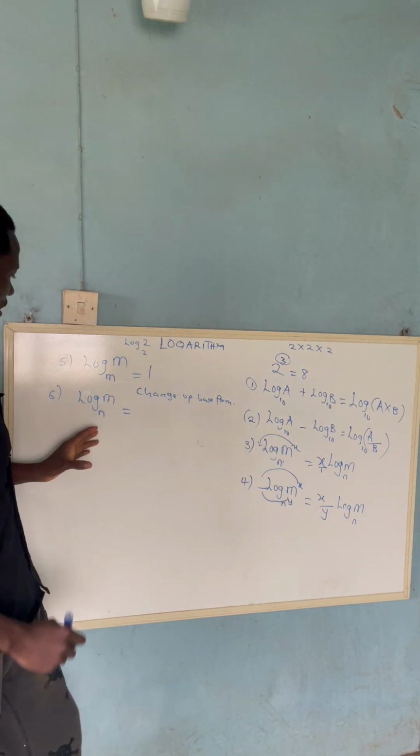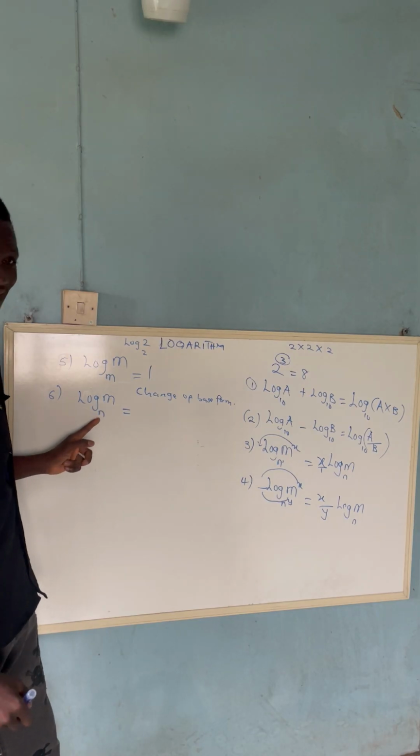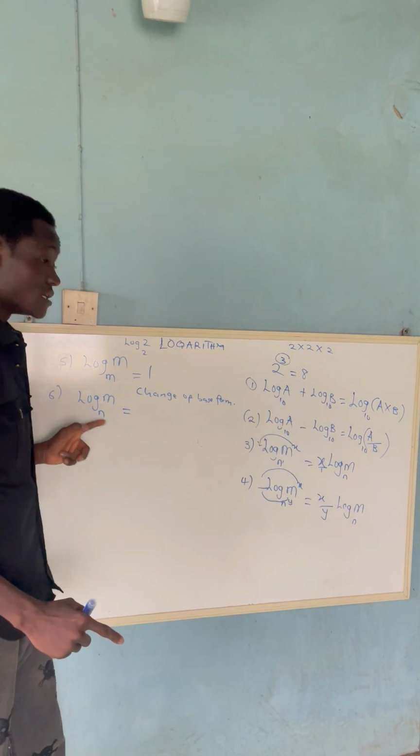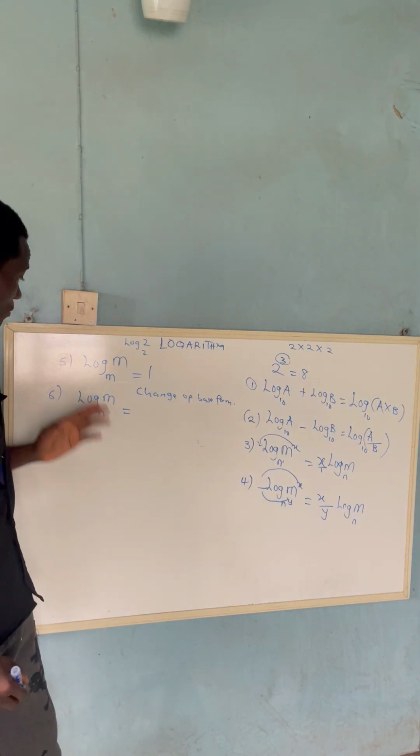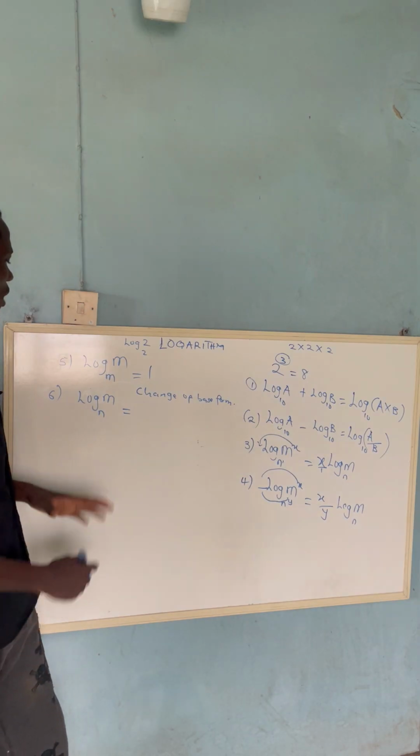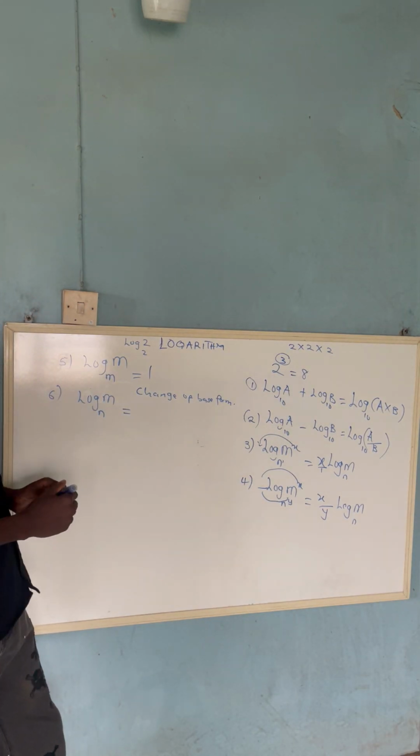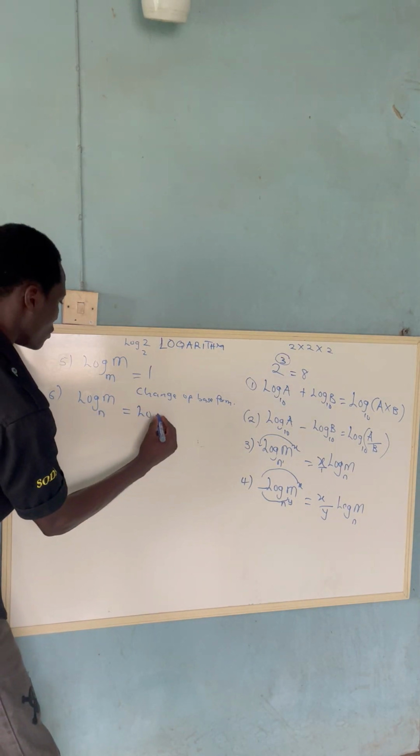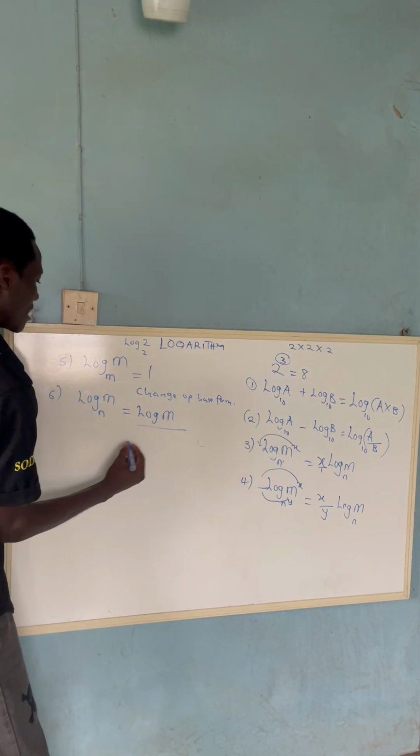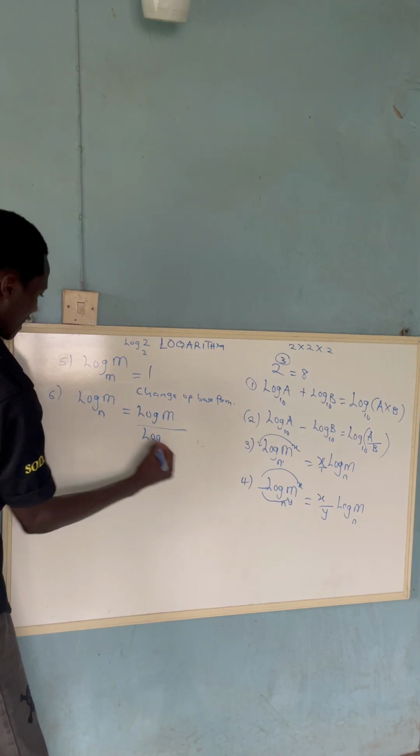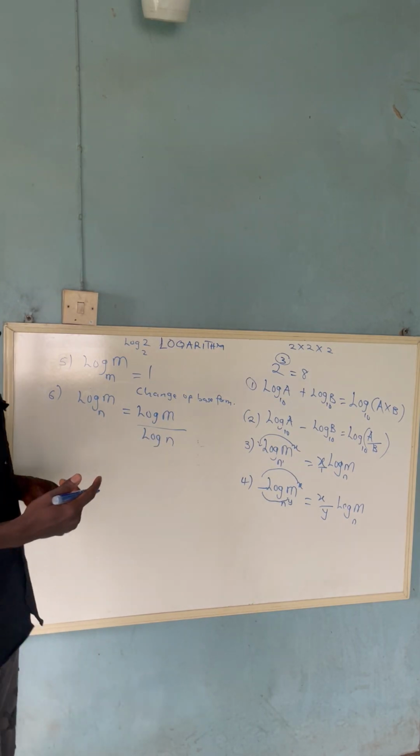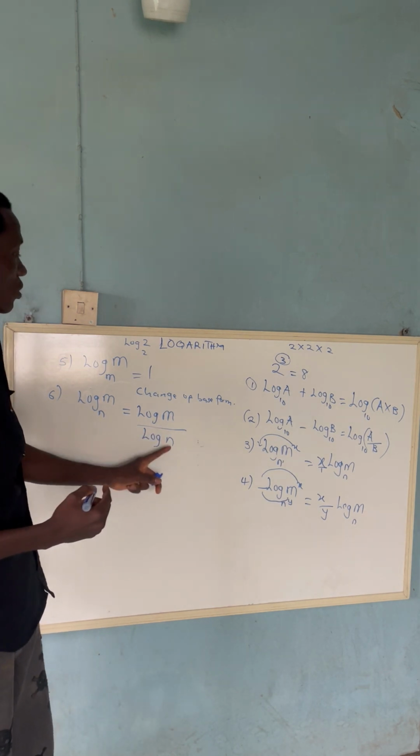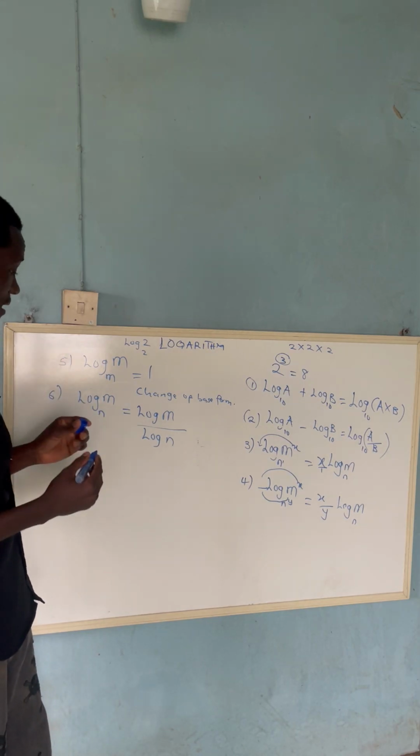So if you look at this log here, you notice this is log n base n. The base here is what? n. That means I'm changing the base from n to something else. But how do I express this in another form? I can do that by saying I'll take log of n divided by log n. Log n base n is the same thing as log n divided by log n. They are the same thing.